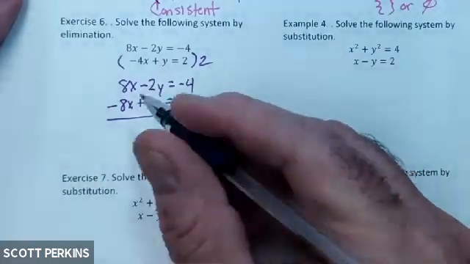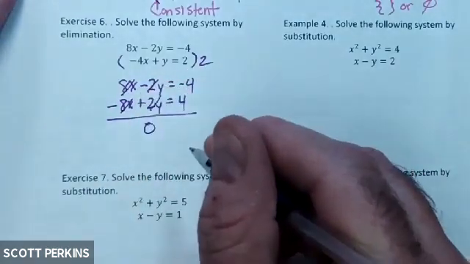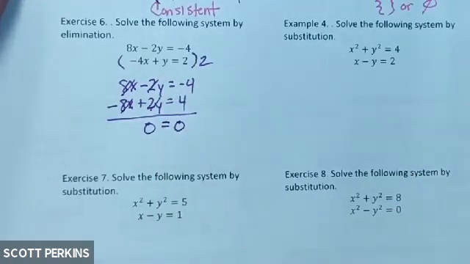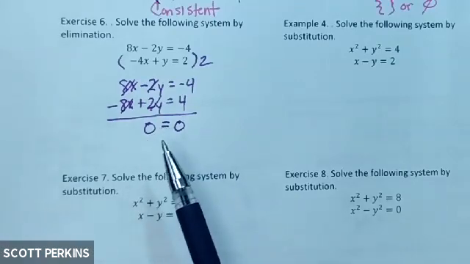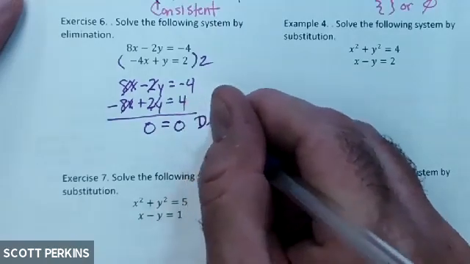This time when I add these two equations, not only does everything on the left cancel and I end up with 0, but also everything on the right cancels and I get 0. So this time, rather than getting a false statement, I get a statement that's true. 0 is equal to 0. It's a whole lot of nothing. And so what you get here is what's called a dependent system.